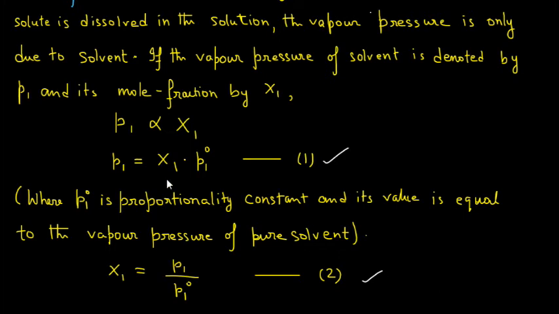So one thing you have to understand mathematically, whenever we remove a proportionality sign, we put a constant and equal to. So this constant is called proportionality constant. And here the proportionality constant is defined as vapor pressure of the pure solvent.